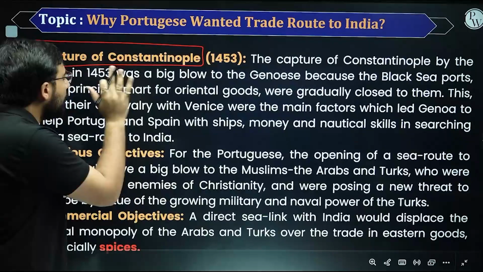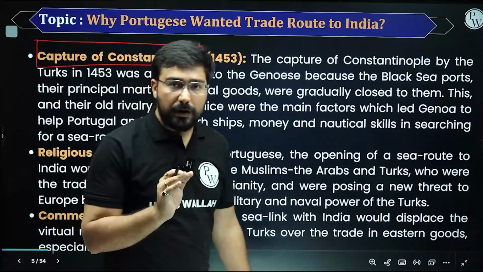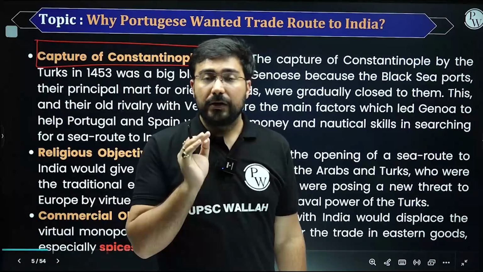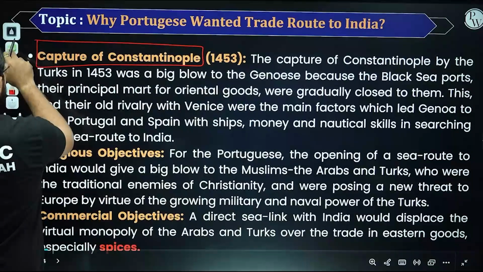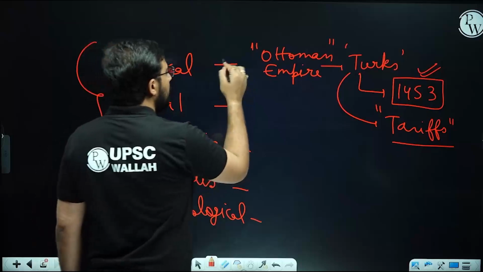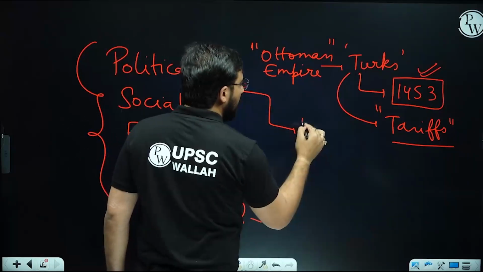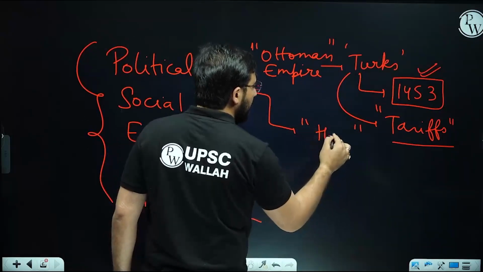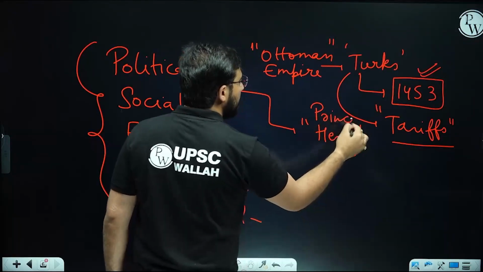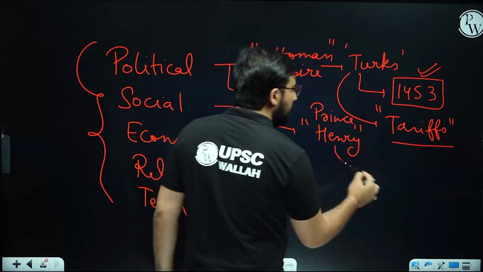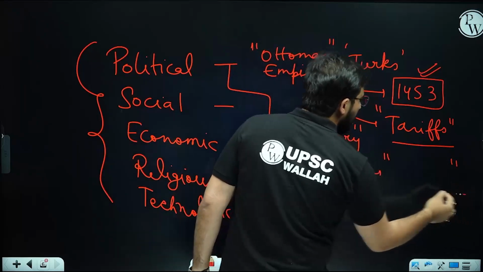The capture of Constantinople was not the only important part of why the Europeans wanted to come to India. Along with this, there were certain rulers also. If you see the specific example of Portugal, there was a ruler known as Prince Henry, right? So he wanted to come to India.